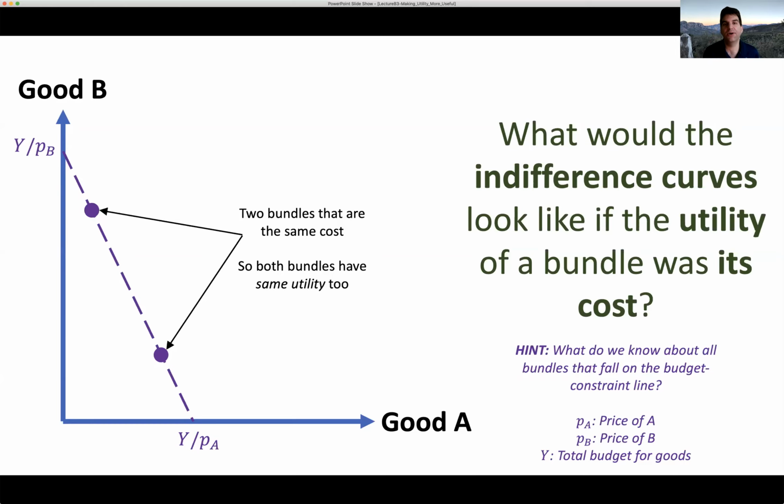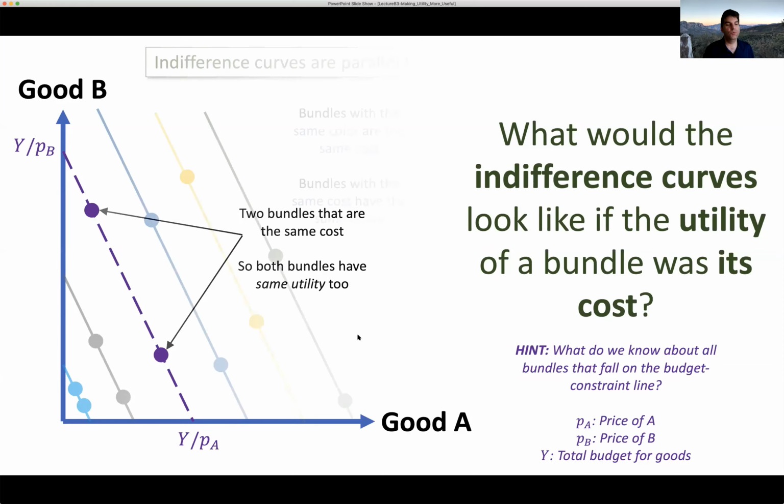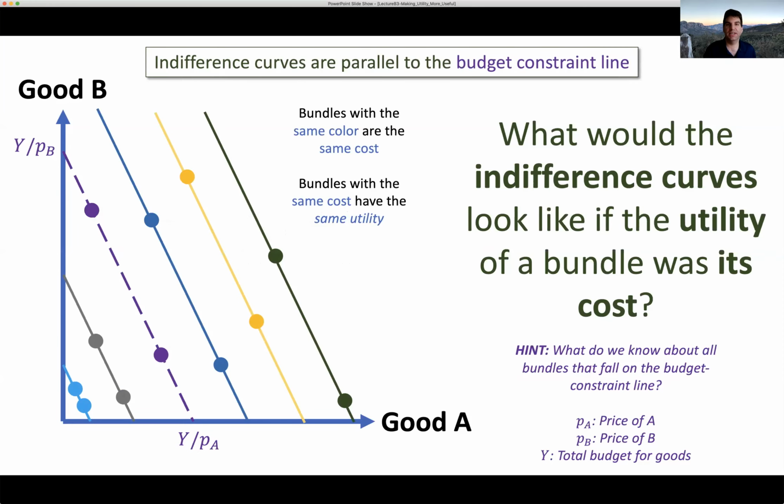So then the question was, what do the rest of the indifference curves look like? Well, in this world, the rest of the indifference curves would be parallel to that budget constraint line. And so the idea here is that two bundles of the same color that are on the same line here have the same cost. And if they have the same cost, then in this world where we only get joy out of the price tag of things, the cost being equated will be identical to the utility being equated. And so this will be the indifference curve.